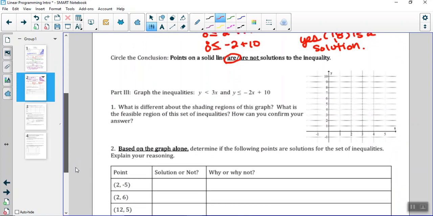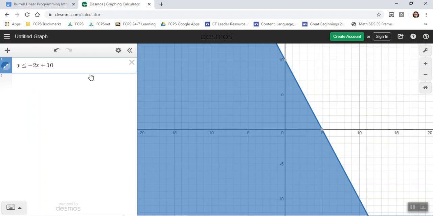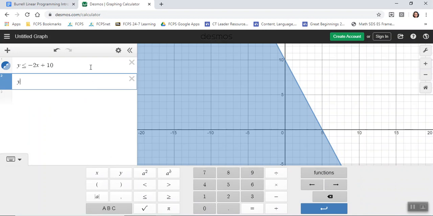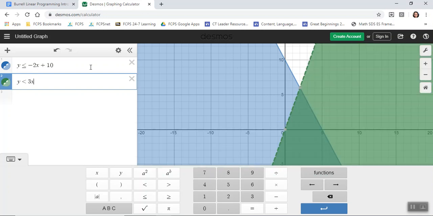Alright, so now what we're going to do is graph both of these at the same time and see how this changes our shaded area. So let's go ahead and put that into Desmos. You can pause the video while you do it. Okay, so now you can see a triangle that's shaded here. It's shaded by both the blue side and also by the green side. So this triangle is now our feasible region because it's shaded by both functions.